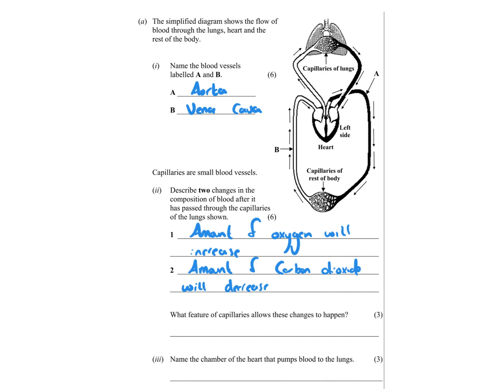What feature of capillaries allows these changes to happen? They're one cell thick, so it allows for diffusion to happen that little bit better. Okay, so they're very thin, just one cell thick. And I won't have space down the bottom there, so I'll actually do this answer up here at the side.